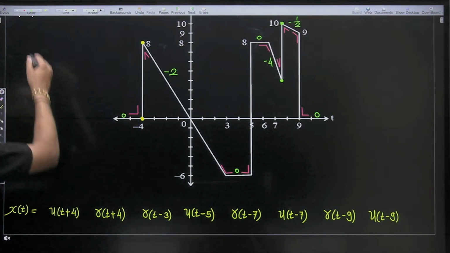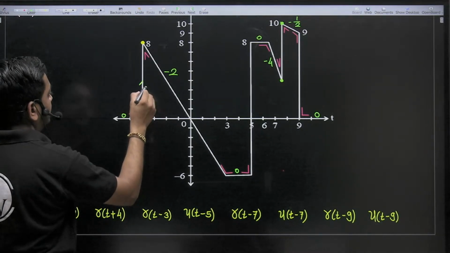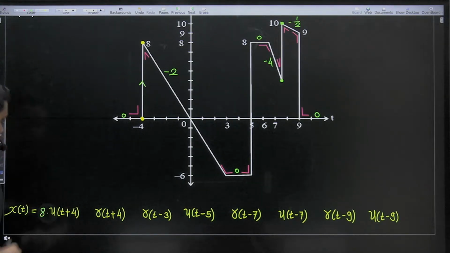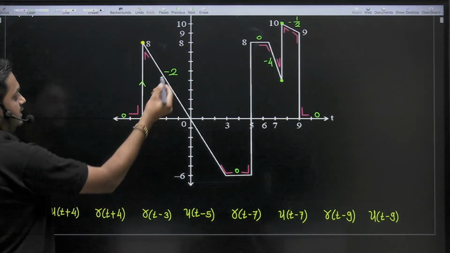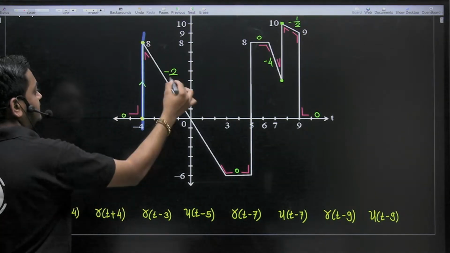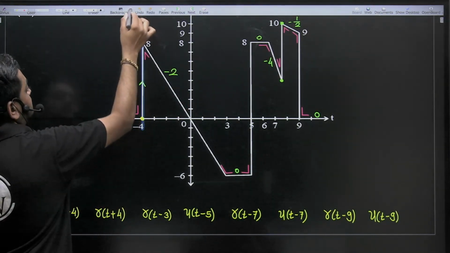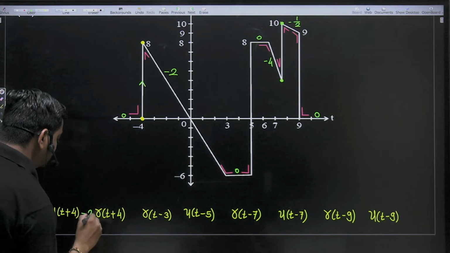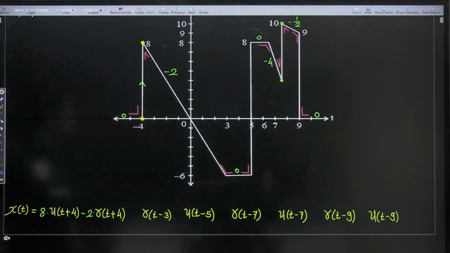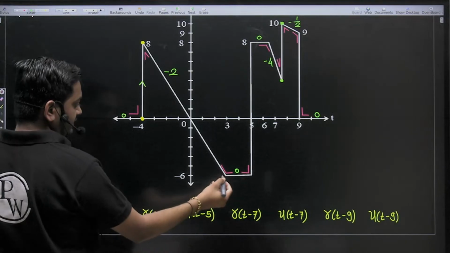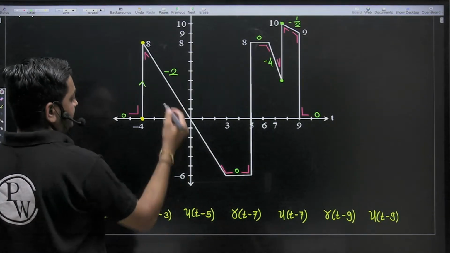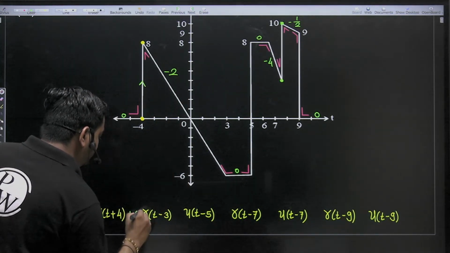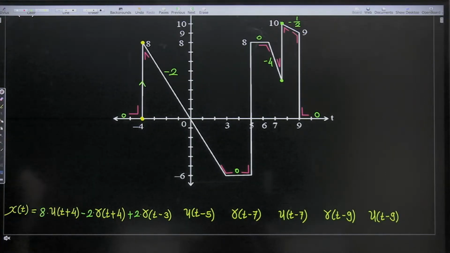Okay guys, now sudden change in amplitude from 0 to 8, so next amplitude minus previous amplitude, here 8. Now here the ramp function is also there, next slope minus previous slope. This is the next slope, this is the previous slope, so change in slope is next slope minus previous slope, so minus 2 minus 0, here it is minus 2, correct? Now next ramp function, so next slope minus previous slope: next slope is 0, previous slope is minus 2, so minus of minus, here it is plus 2, change in slope, clear?